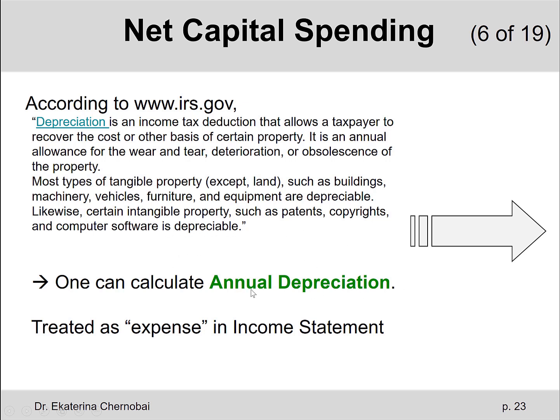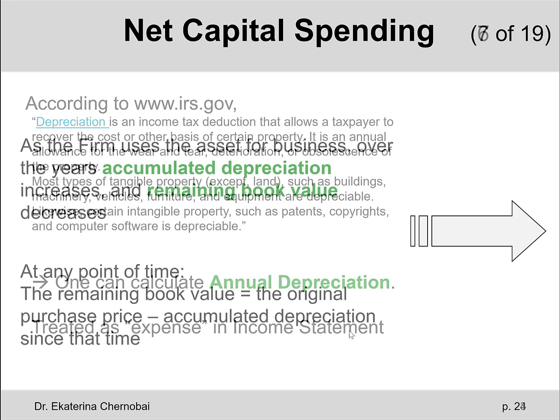So, annual depreciation is how much value is lost for that specific year. And according to the IRS regulations, that amount can be treated as an income tax deduction. So it can be tax deducted. What this means is our taxable income on which we pay taxes is lowered by the amount of the annual depreciation in that year. So we treat it as an expense in an income statement for that specific year.